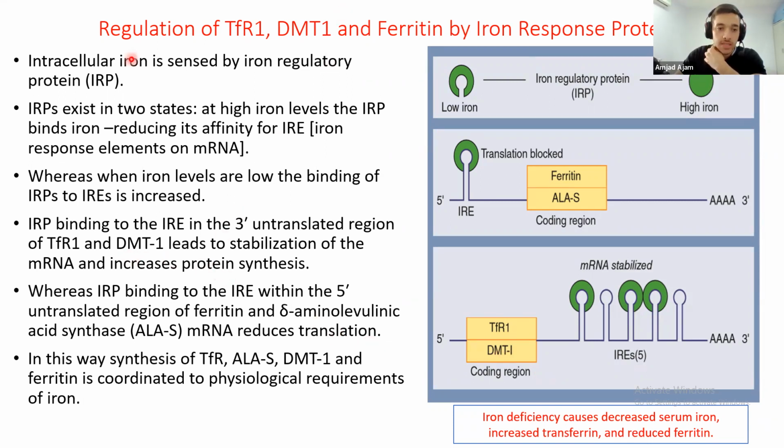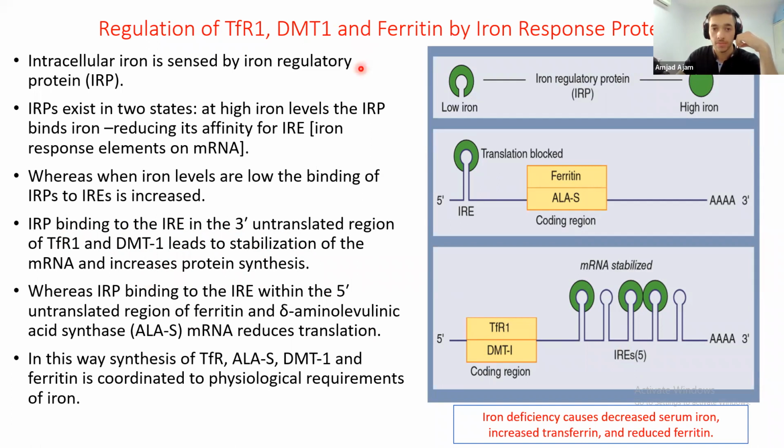And everything is stated here in text. When the IRP binds to the iron response element within the 5' end, it will inhibit the translation of ALA and ferritin. And when the IRP binds to the IRE in the 3' UTR of the TFR1 and DMT1 mRNA, this will stabilize this mRNA strand. So there will be increased protein synthesis of those two, the transferrin receptor and the DMT1.